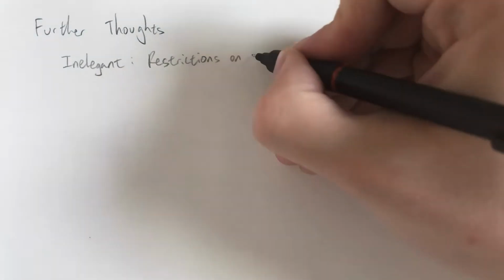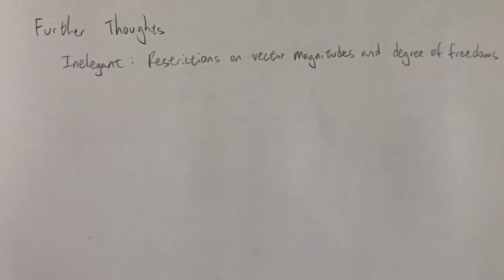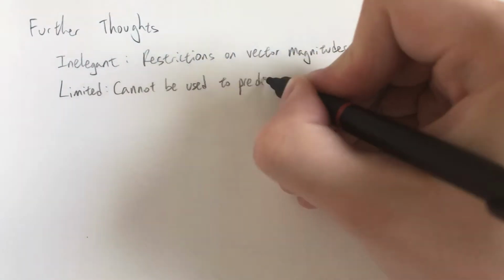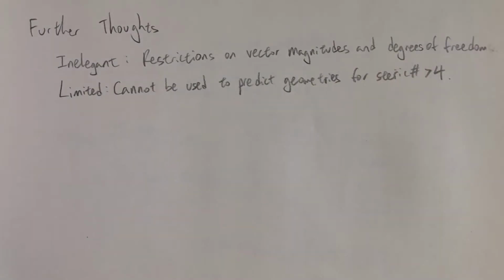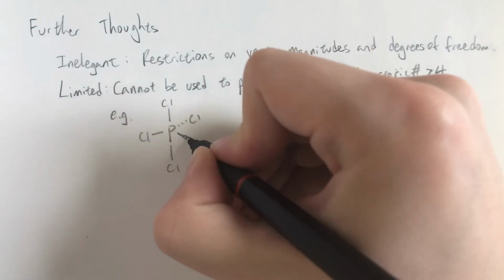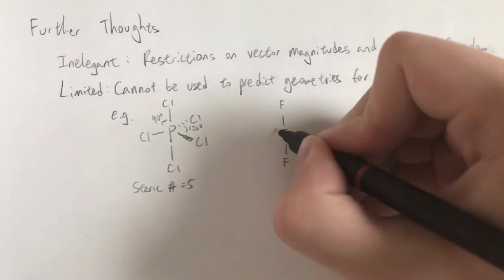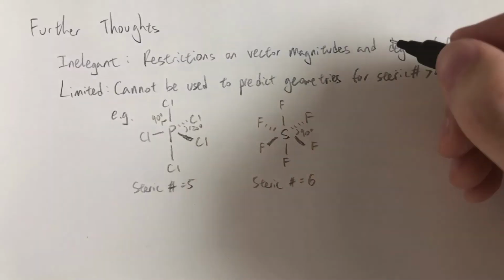This was a very inelegant and limited derivation of the VSEPR predicted bond angle of a molecule like methane, with 4 atoms connected to the center. It's inelegant because of the restrictions put on the vector magnitudes and on the degrees of freedom on 2 of the 4 vectors, and it's limited because it cannot be used to determine the molecular geometry of molecules with steric numbers greater than 4, since the setup assumes that all vector pairs have the same angle of separation in a molecule with the greatest degree of separation between bonded groups, when this is not the case in molecules such as phosphorus pentachloride with a steric number of 5, or sulfur hexafluoride with a steric number of 6.